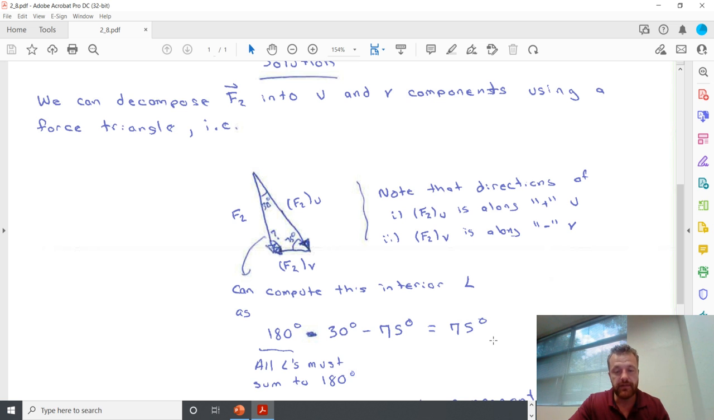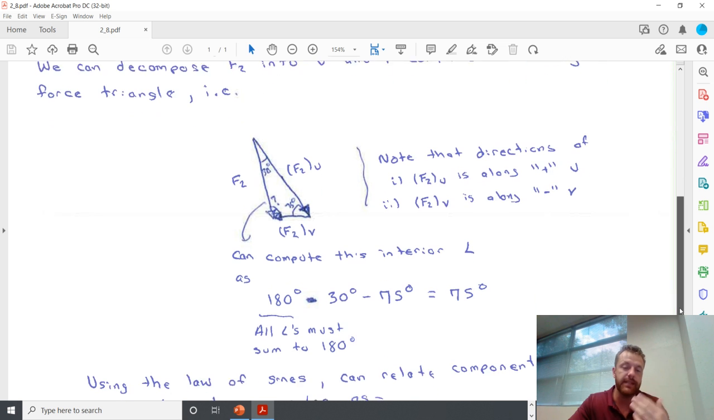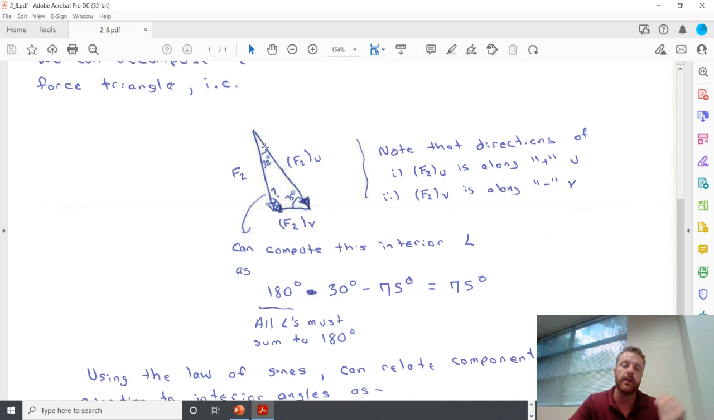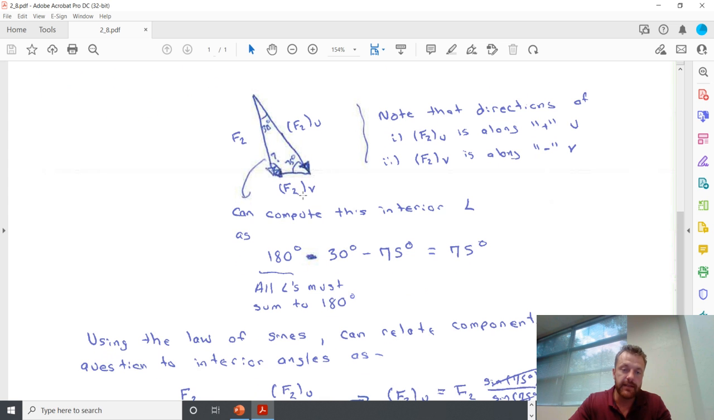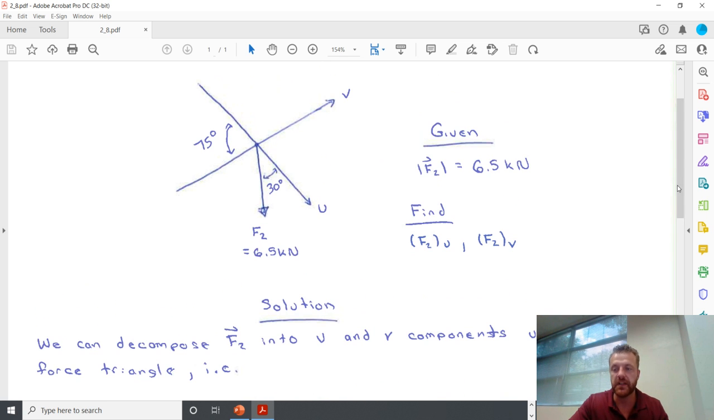And that is just going to be 75 degrees. So it just happens to be, it's not that it's equal to this angle, it's just that all three of these have to sum to 75 degrees. So what I have is a situation where I know the three interior angles of my triangle. In addition, I know the side length corresponding to the magnitude of F2. That is one of the things that I was given, 6.5 kilonewtons.